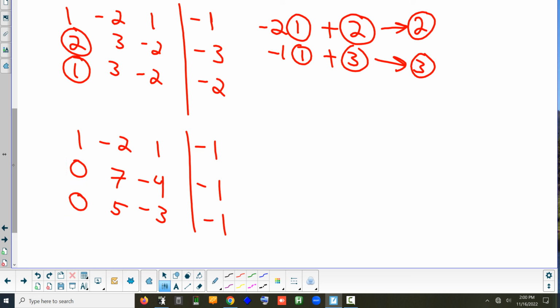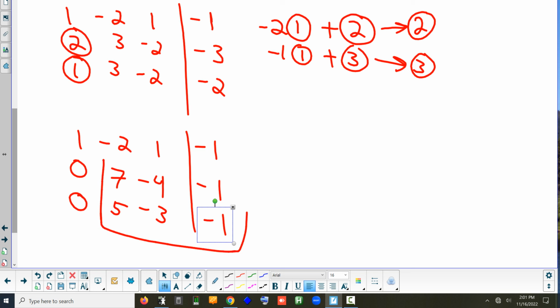So what we basically have now is 0x plus 7y minus 4z equals negative 1, and 0x plus 5y minus 3z equals negative 1. So we've eliminated the x variable in 2 equations. Now we're going to focus on that, and we're going to try to eliminate another variable. And then we'll be down to an equation with 1 variable.